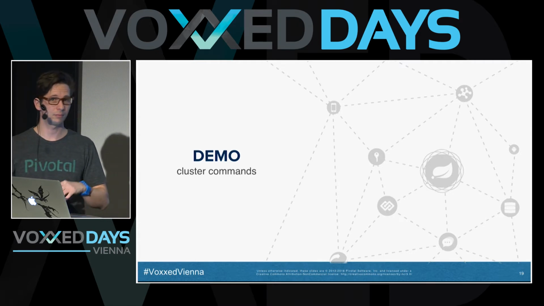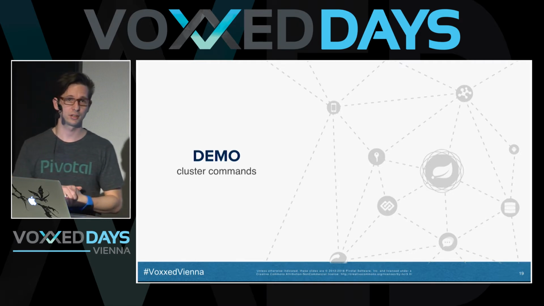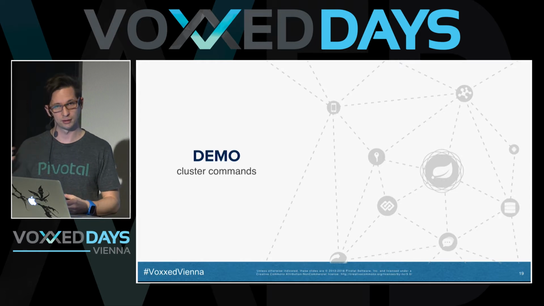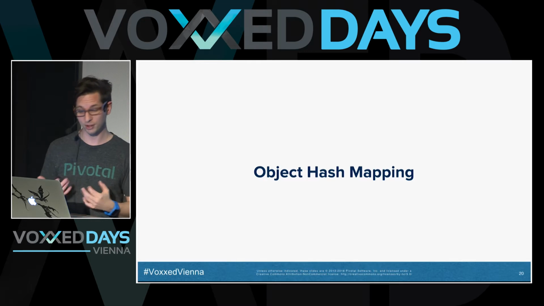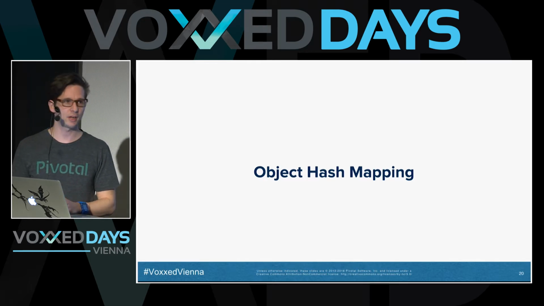So that's more or less the basics for Redis connections with Spring and the cluster handling. I want to talk about a little bit more advanced topics now: something called object hash mapping.